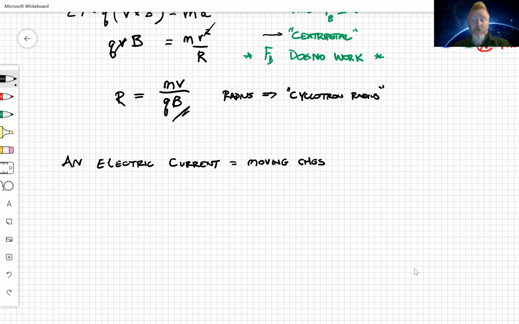Albeit very slow moving charges, right? But 0.1 millimeters per second, as we found out, but they are moving, so that causes a field, all right? So let's take a look at electric current and see what we can figure out here.